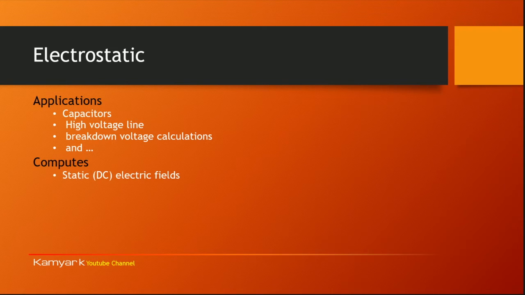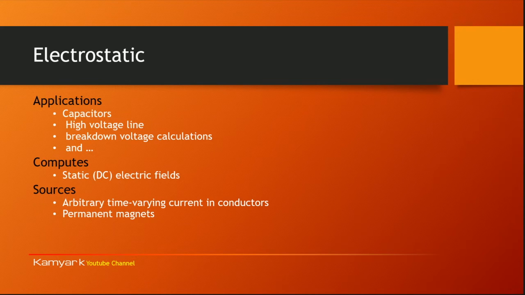What it basically does is calculate the DC electric field, and that's it. The sources can be arbitrary time varying current in conductors and also permanent magnets. Now, here is something that we have to be a bit more cautious about. When we say arbitrary time varying current in the conductors, it doesn't mean that if you have a pulse or a triangular or whatever sort of current source, it's going to calculate a very accurate result for it. That's not exactly what it is.